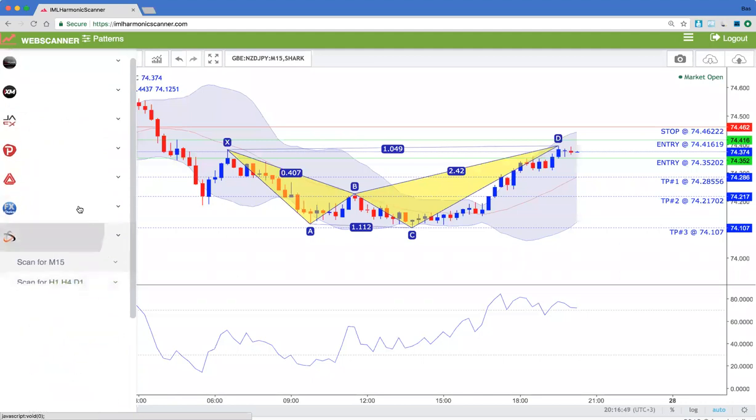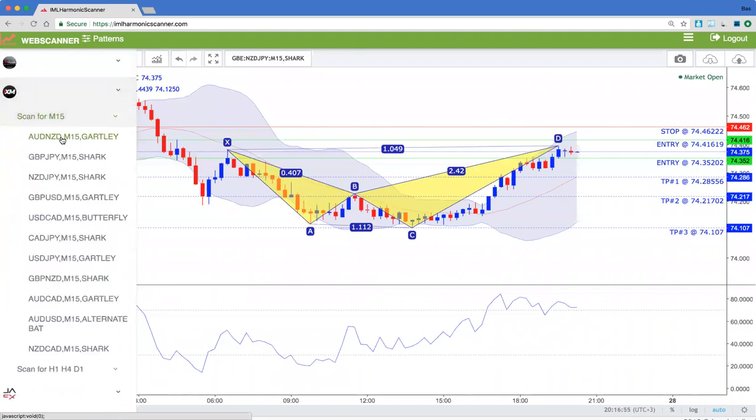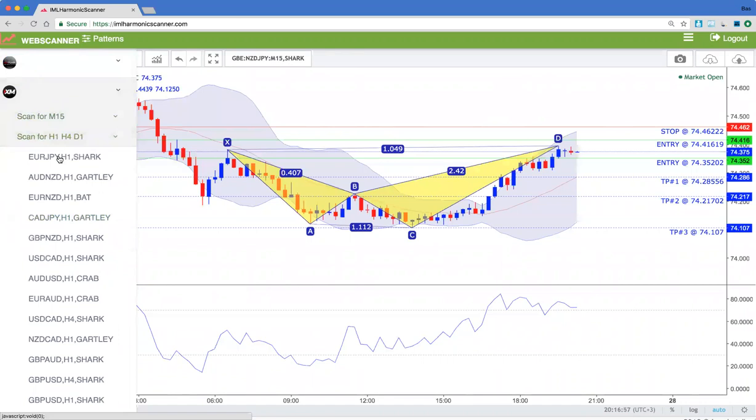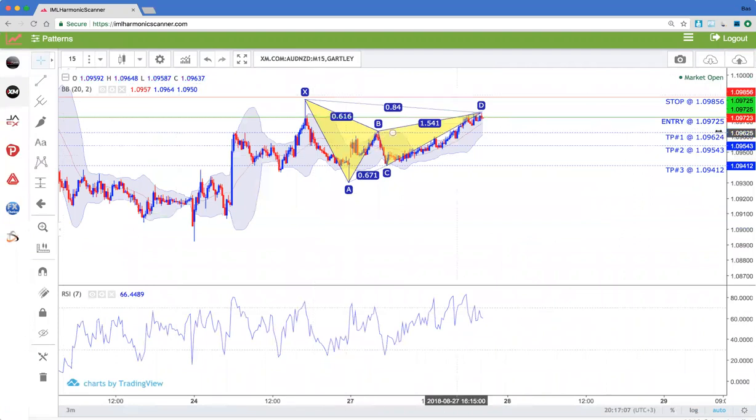So if you have a broker from this list, let's say you're on XM, I can advise you to just go over the 15 minutes of XM and then the 1 hour, 4 hour and daily harmonic patterns from XM, because actually the price of this trade, if I'm going to this trade, Australian New Zealand dollar, then you see here on the right, you see the price 1.09723. That is the actual price at XM at this very moment. So if you're on another broker, you maybe see a couple of pips difference. So if you are on one of those brokers, just go over the list of that broker first.